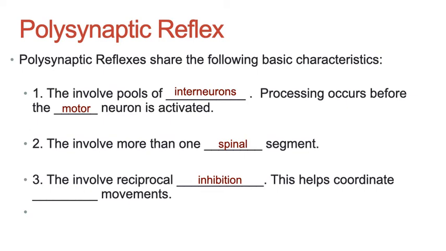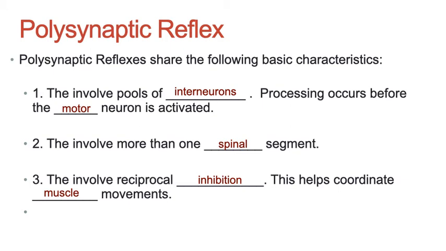They also involve reciprocal inhibition. What do I mean by that? It means you coordinate muscle contractions and reduce resistance to movement. So that means you're going to coordinate your muscle movements better. If one muscle needs to contract, then obviously the antagonist to that needs to relax. Otherwise, you're not going to be able to coordinate those muscle movements.